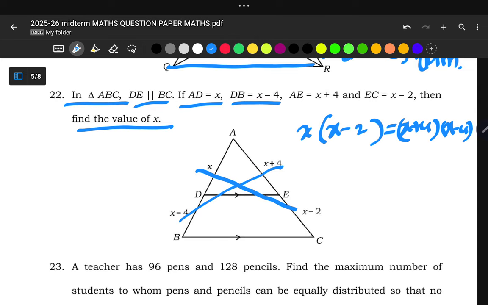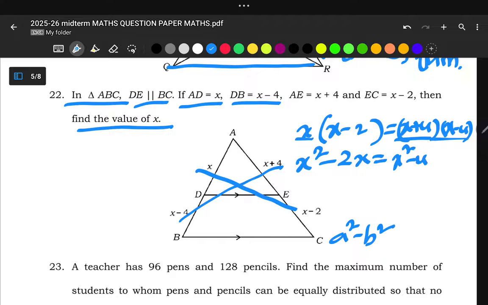Sorry. See, now look at here. x into x, that is x square, minus x into 2, that is 2x, equals to here (x plus 4)(x minus 4). So this is the formula of a square minus b square. Just apply here x square minus 4 square.